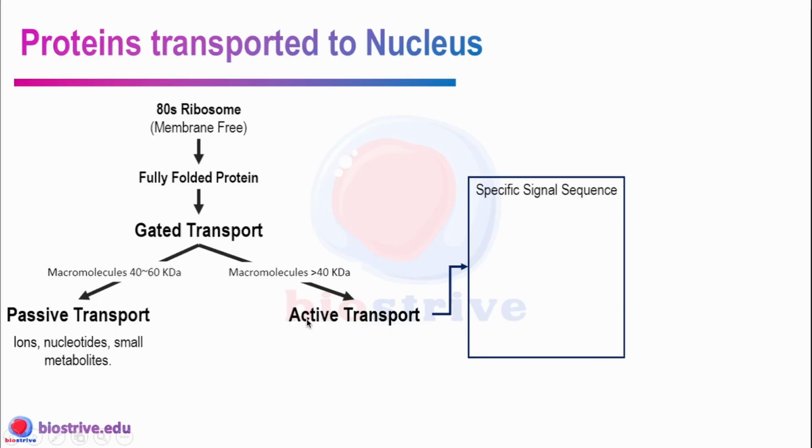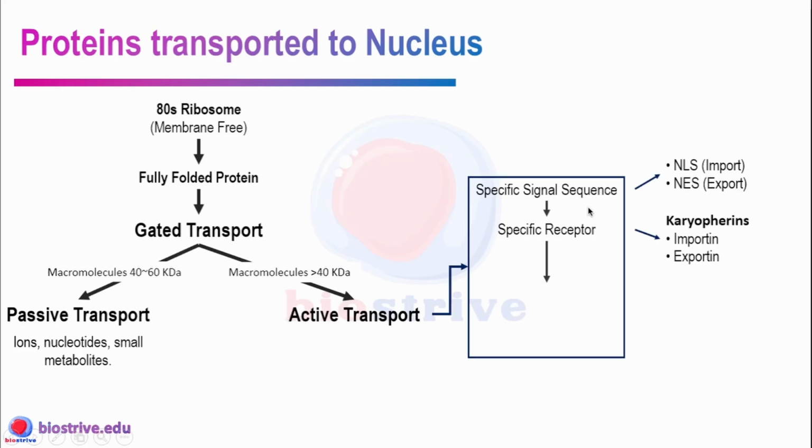Now for active transport, proteins must have a specific signal sequence we call a nuclear localization signal sequence. If the protein is entering the nucleus, we have NLS for import, and if the protein has to leave the nucleus, we have NES, which is the nuclear export sequence. These specific sequences are recognized by signal specific receptors, and these receptors are proteins of the family karyopherins. There are two main proteins for two main types of transport. First is importin and second is exportin. Importin is used for import and exportin is used for nuclear export.